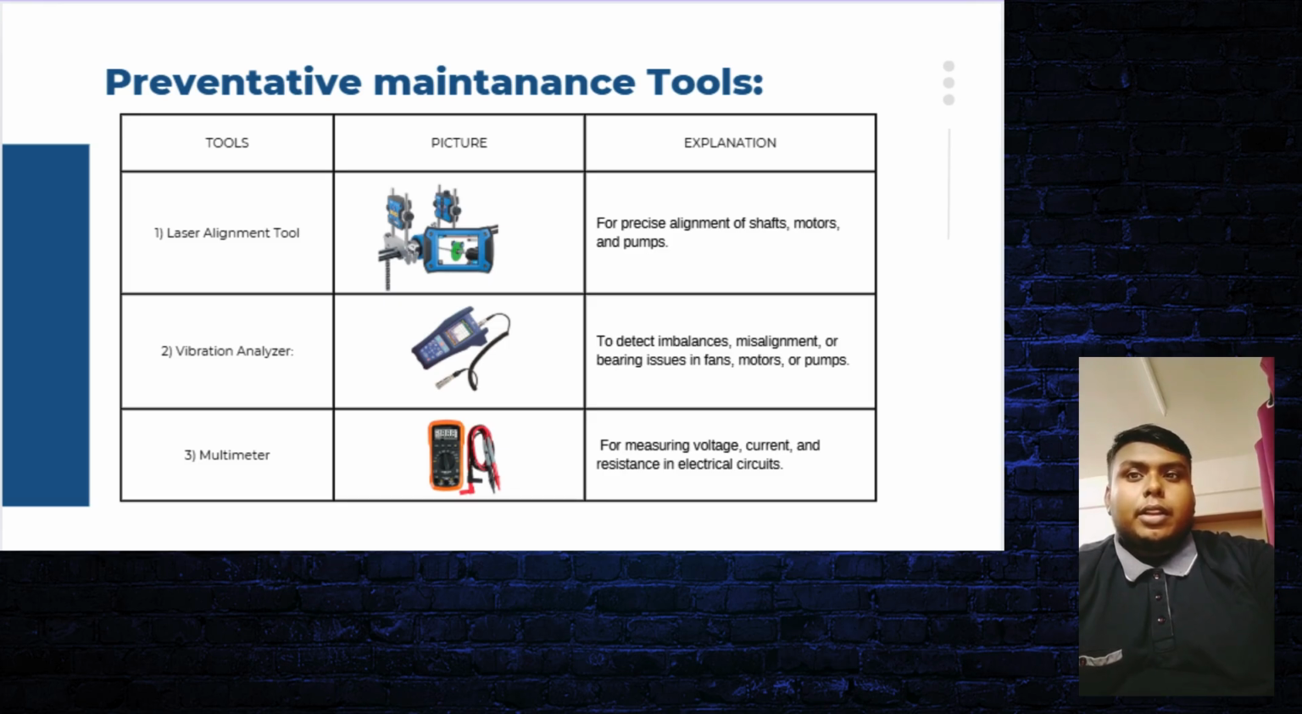The first tool used for preventative maintenance is laser alignment tools, for precise alignment of shafts, motors and pumps. The second tool is the vibration analyzer, to detect imbalance, misalignment or bearing issues in fans, motors or pumps. The third is the multimeter, for measuring voltage, current and resistance in electrical circuits.